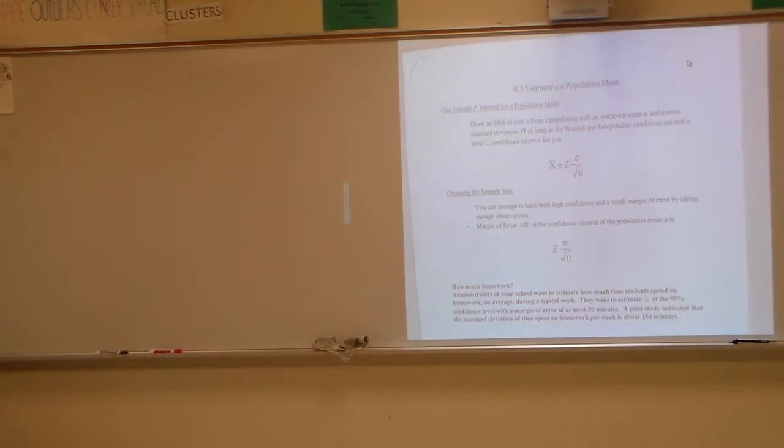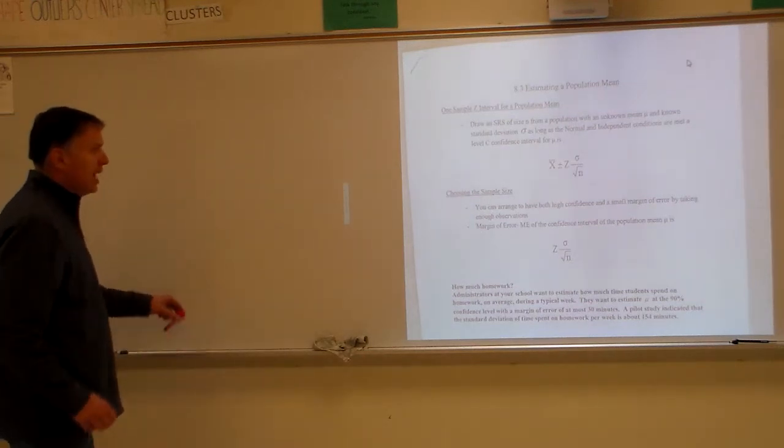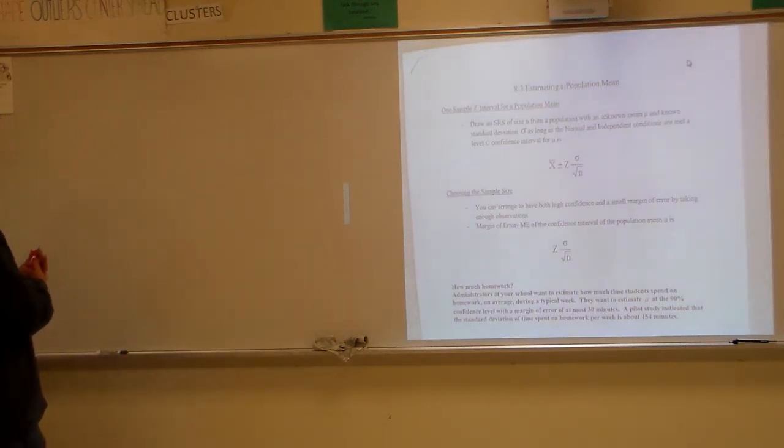All right, here we go. 8.3, estimating a population mean. So we talked about proportions already. So now we're doing 8.3, which is estimating a population mean.